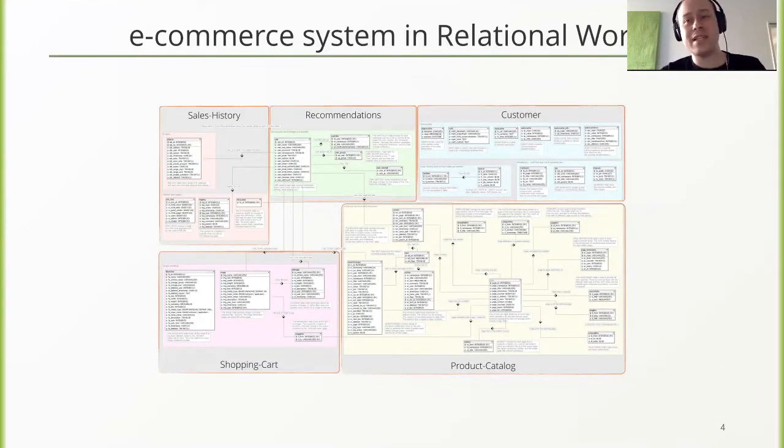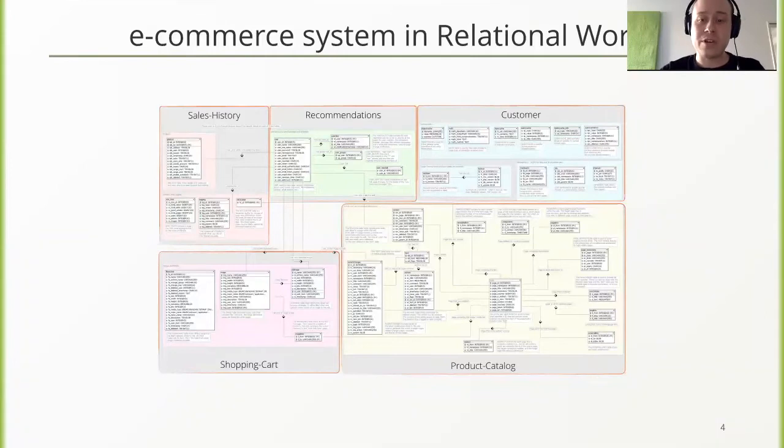So in my use case that I would like to present here, an e-commerce system, we can do it in a relational world. We'll have 5 major categories. On the top left, we have a sales history, which is quite simple. It just states which product has been bought by which person. On the bottom left, we have a shopping cart, which just contains the information that the current user has added in the cart to buy later on.